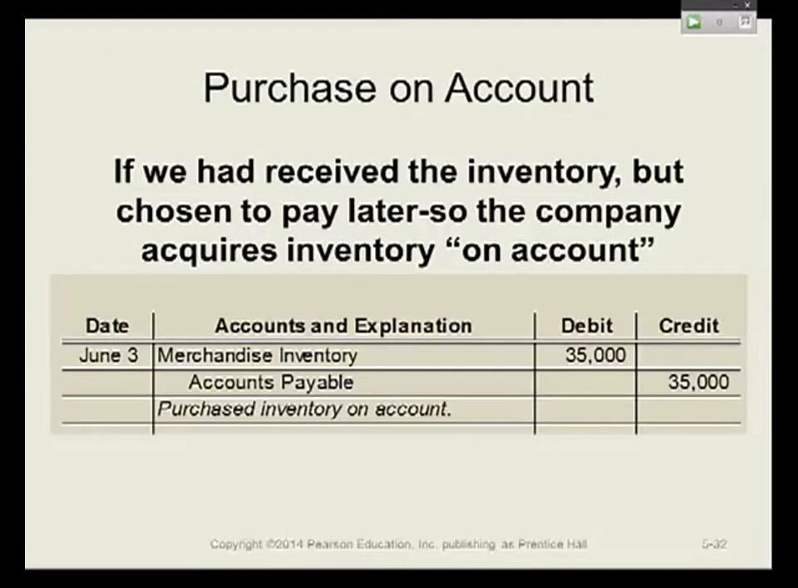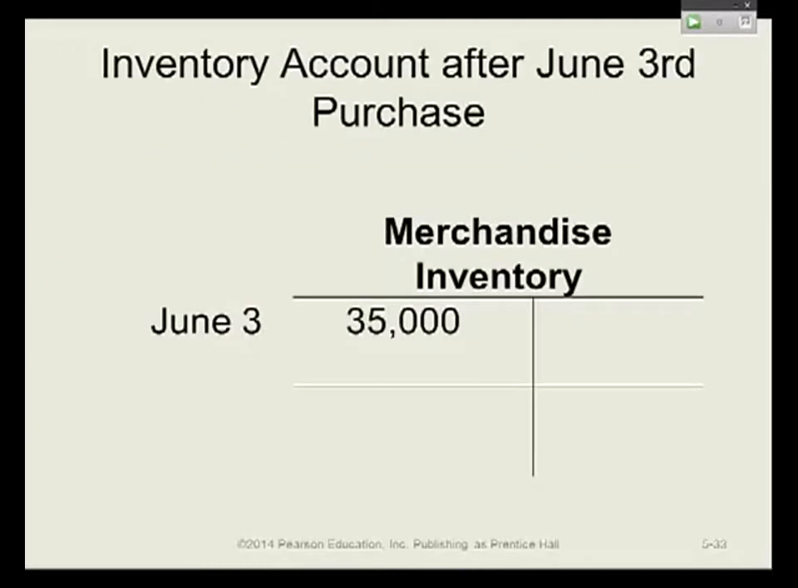And let me just keep track of this. What I want to do is set up these accounts separately. I'll move that down a little bit. Okay. It's going to abbreviate merchandise inventory. And that's on June 3rd, and that's $35,000. Now, what you're not seeing here, which I think you should add, is going to be accounts payable.